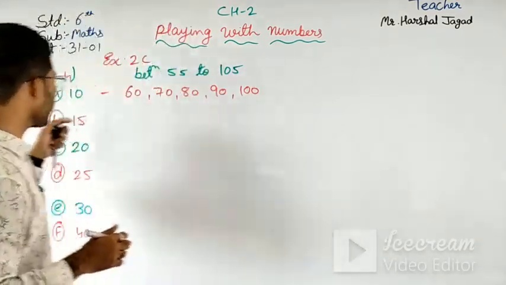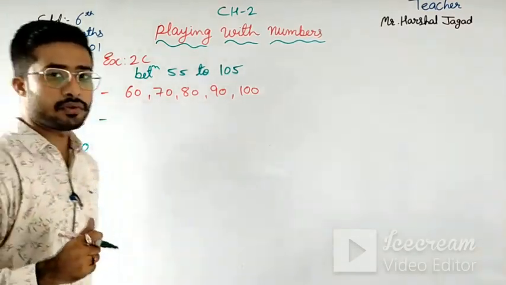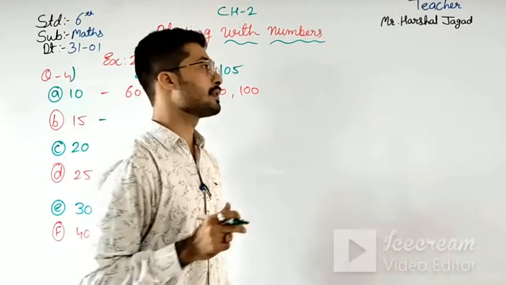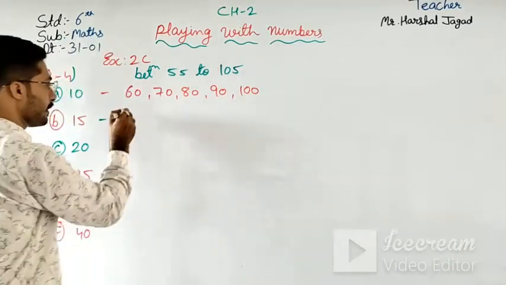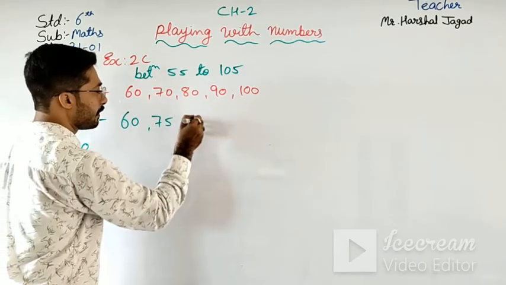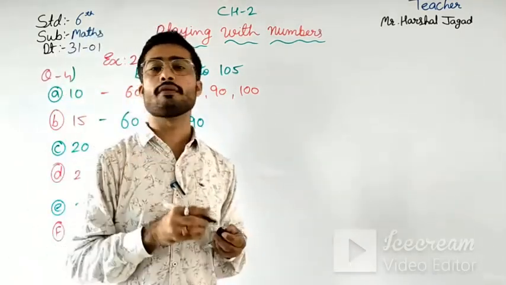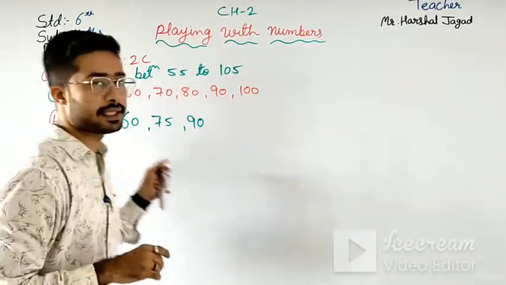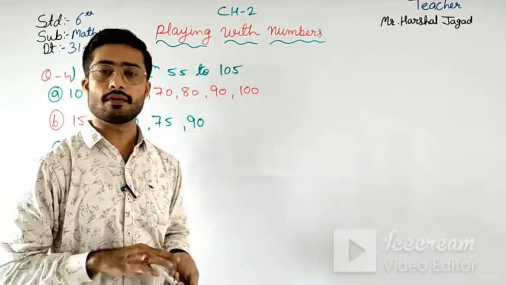Then for 15, here you should first know the table of 15. 15 ones are 15, 15 twos are 30, 15 threes are 45, 15 fours are 60. So 60 will be there. Then 75, then 90, and again it will be 105, but 105 will not be included. So these are the multiples of 15 between 55 and 105.